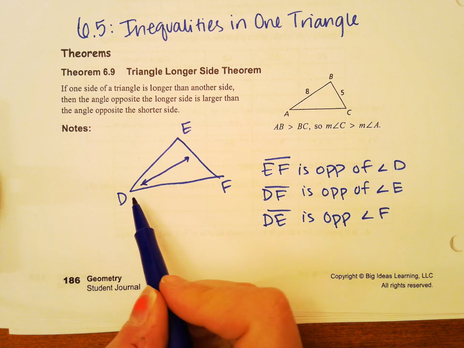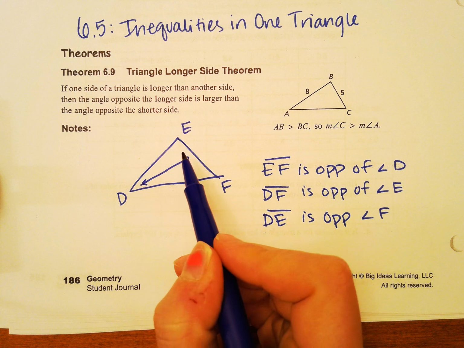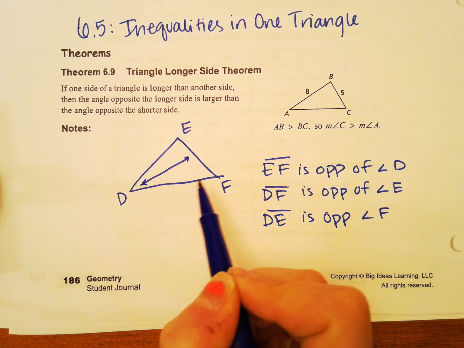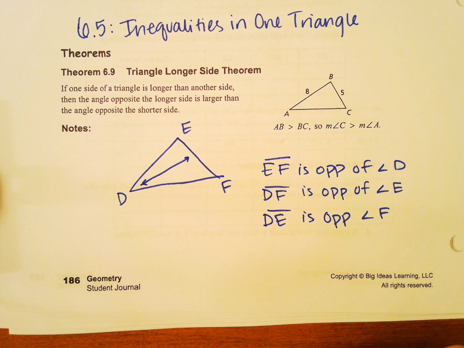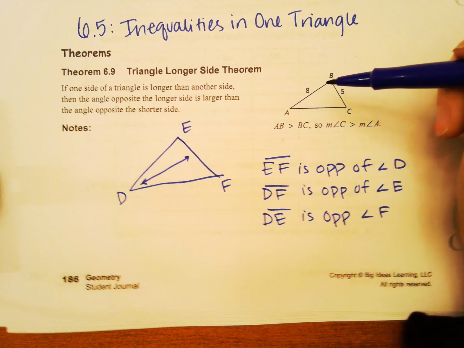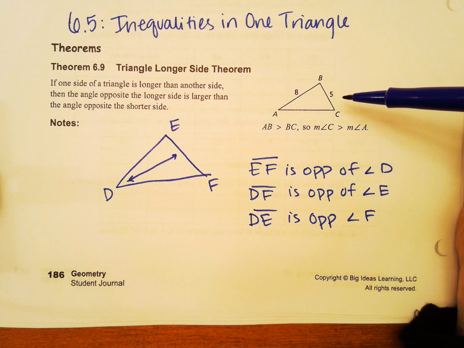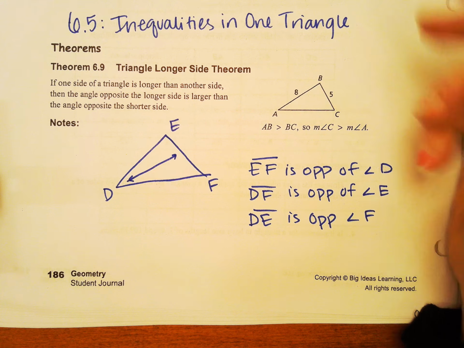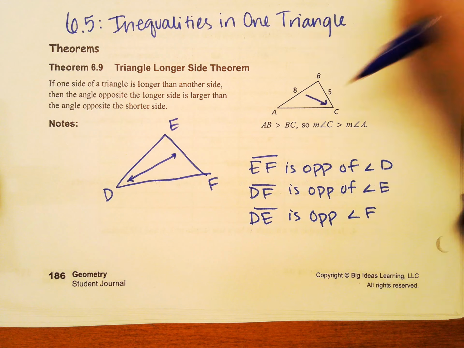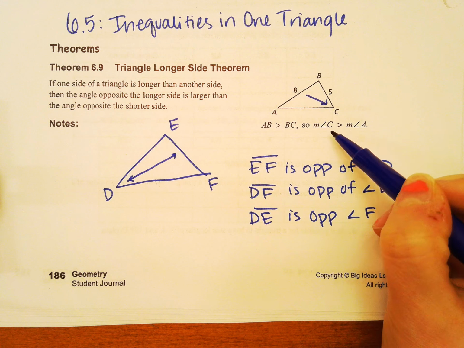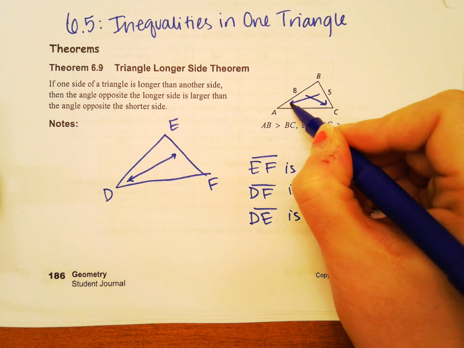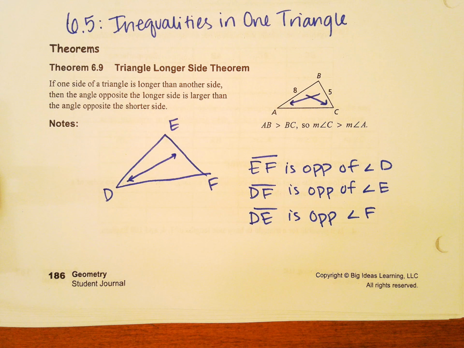So if this angle is smaller than, say, this angle, that means that the side length across from my bigger angle is going to be bigger than the side length across from my smaller angle. So in this situation up here, if I have a side length here that's 8, and I have a side length here that's 5, 8 is bigger than 5, so that means that my angle across from 8, which is angle C, is going to be bigger than my angle across from side length 5, my side length BC, which is angle A. Okay? Bigger side length produces a bigger angle, smaller side length produces a smaller angle.